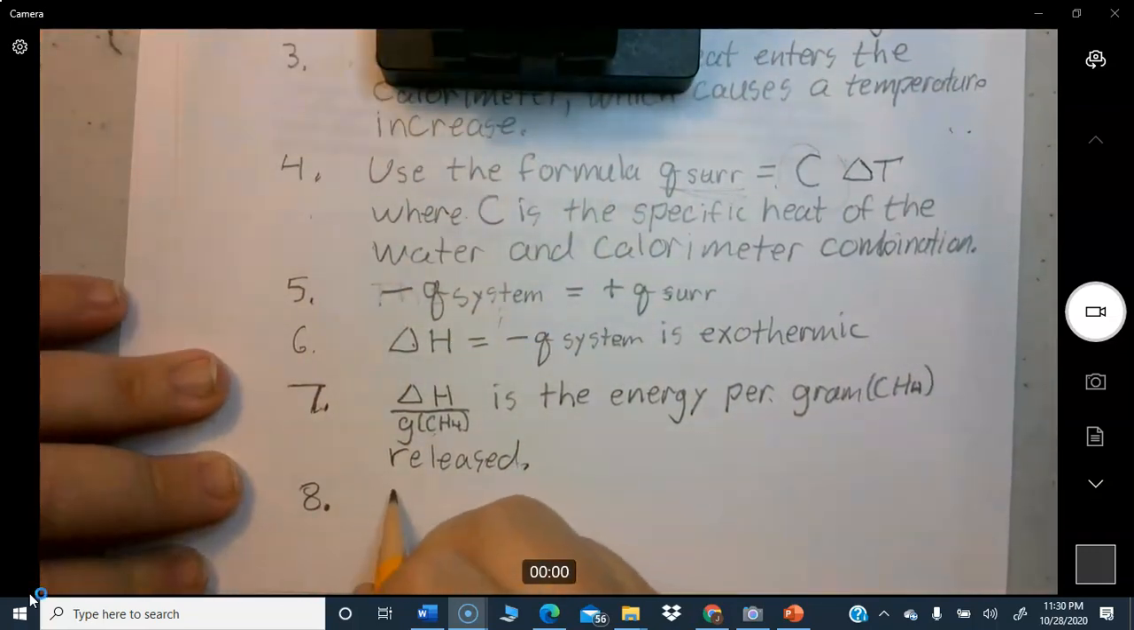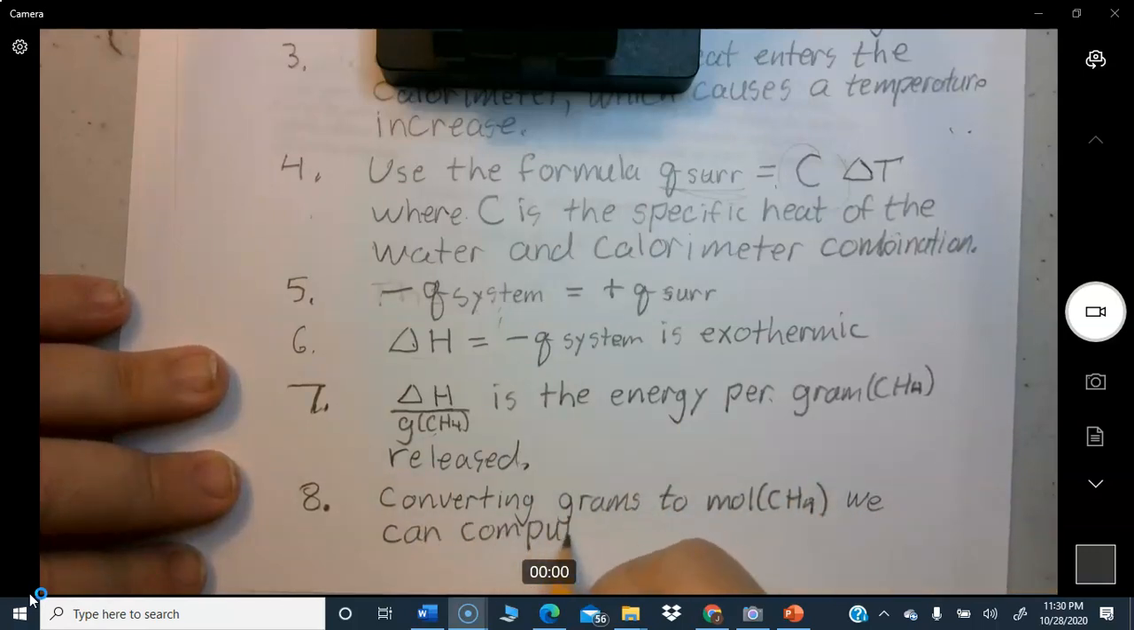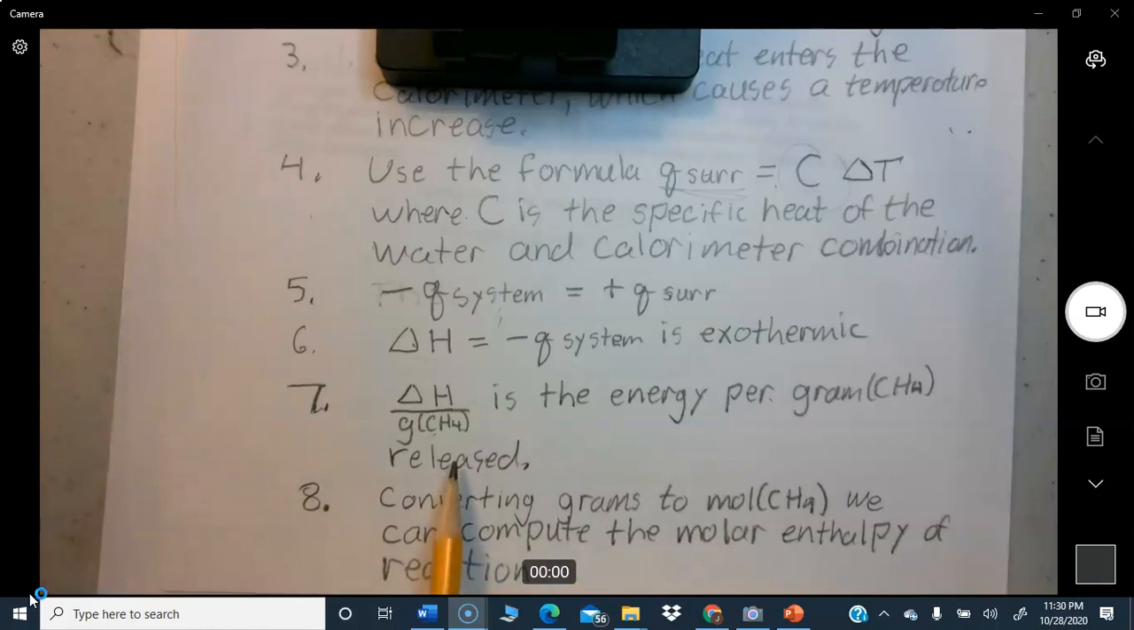All right, and okay, and then if you want to convert the grams of CH4, you know the molar mass of CH4, so you can compute moles of CH4. Then you can compute the molar enthalpy of reaction. That's how much energy per mole of CH4 you can get. Okay, so that takes care of the explanations.